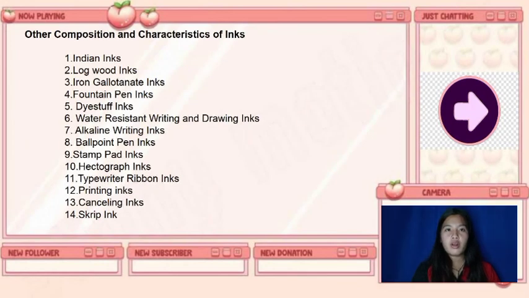So here are some other compositions and characteristics of ink. First is Indian inks, second is logwood inks, third is iron gallotannate inks, fourth is fountain pen inks, fifth is dry stuff ink, sixth is water resistant writing and drawing inks, seventh is alkaline writing inks, eighth is ballpoint pen inks, ninth is stamp pad inks, tenth is hectograph inks, eleventh is typewriter ribbon inks, twelfth is printing inks, thirteenth is canceling inks, and fourteenth is script ink.